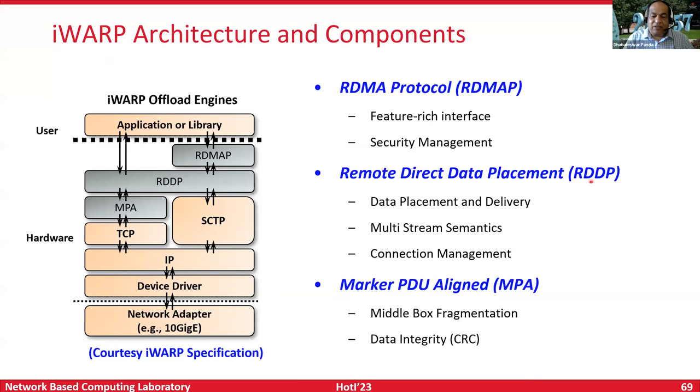So then in the standard, what does iWARP mean? If you look at this TCP or SCTP stack, we have TCP/IP. But if an application wants to do RDMA, that consortium debated a lot and introduced these three additional modules. One is called RDMA protocol, RDMAP; then remote direct data placement, because that is the most important component: how do you do data placement, data delivery, multi-stream semantics, connection management? That was RDDP. And then in order to achieve those RDMA principles, they had to come up with another module, which is called Marker PDU Aligned, or MPA.